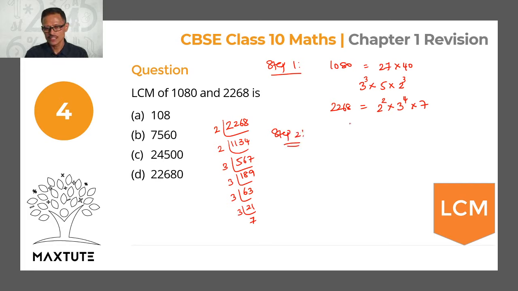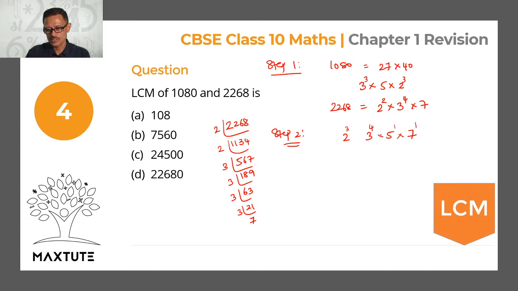What are all the primes we are seeing? 2 is a prime in both these numbers, 3 is a prime in both these numbers, 5 is in the first number, 7 is in the second number. So we've written down all the primes. Pick them in their highest power. The power of 2 between these two numbers, 2 square, 2 cube, I'm going to go with the 2 cube. That's the greatest power. 3 cube and 3 power 4, so I'm going with 3 power 4. 5 power 1, 7 power 1.